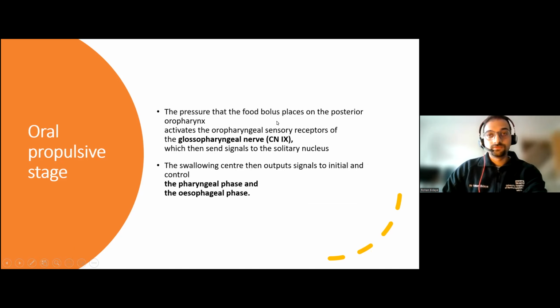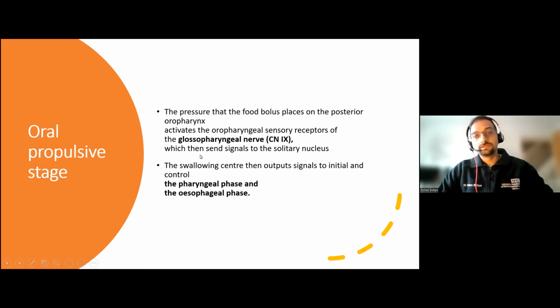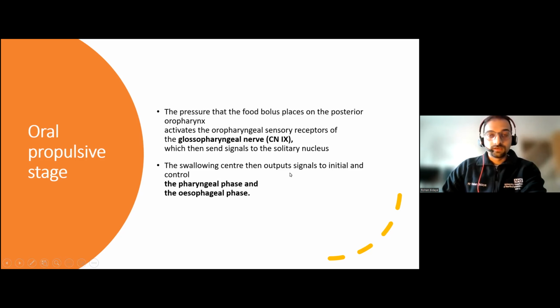The pressure that the food bolus places on the posterior oropharynx activates the oropharyngeal sensory receptors of the glossopharyngeal nerve, which then sends signals to the solitary nucleus, the one which we saw in the anatomy. And then the swallowing center outputs signals to initiate the pharyngeal phase and followed by the esophageal phase.